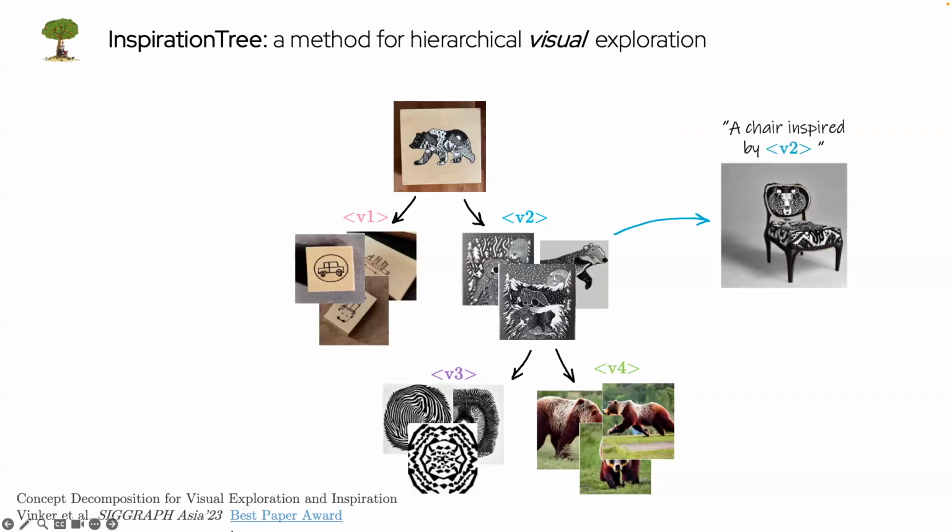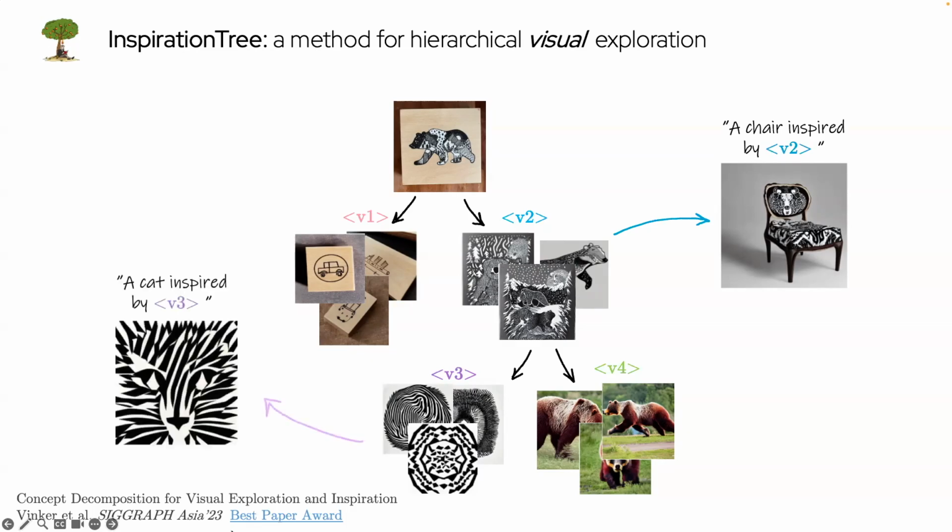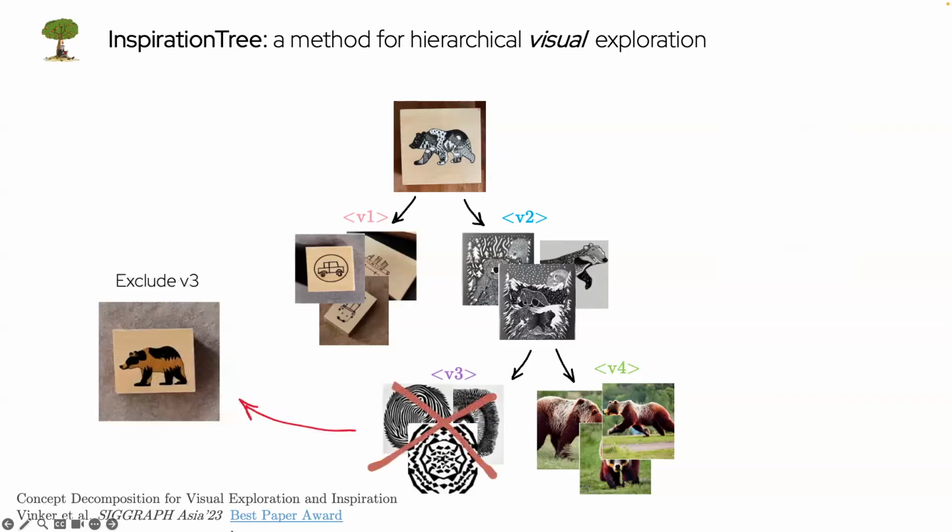so maybe you like something. And now you can actually use this as a visual entity to start further exploring ideas with text-to-image models. So maybe you want to explore how a chair would look like inspired by this, or a cat drawing, and so on. And you can even explore variations of your own concept. For example, you can exclude the V3 from the tree and reconstruct it to the root and get your object, but without the texture. So this is a visual exploration space.